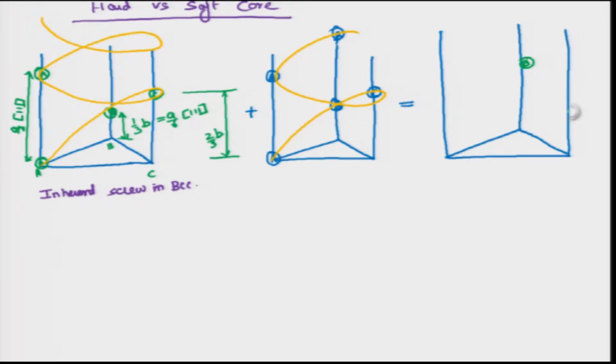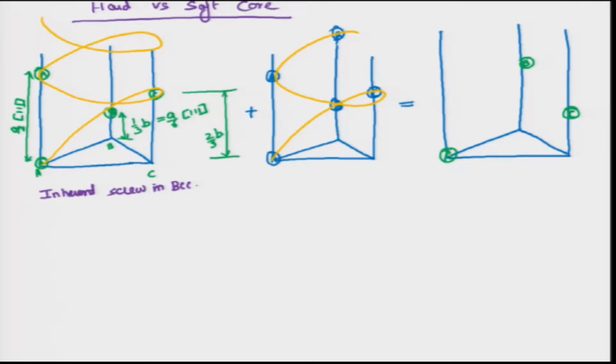So, this will become 1 by 3 b, and this is b and this is 2b. So, it is equal to saying 0. So, it remains at its relative position. We are talking about the relative displacement of atoms when there is an inherent screw and an actual screw dislocation coming in and adding on to it. So, how does the displacement look?